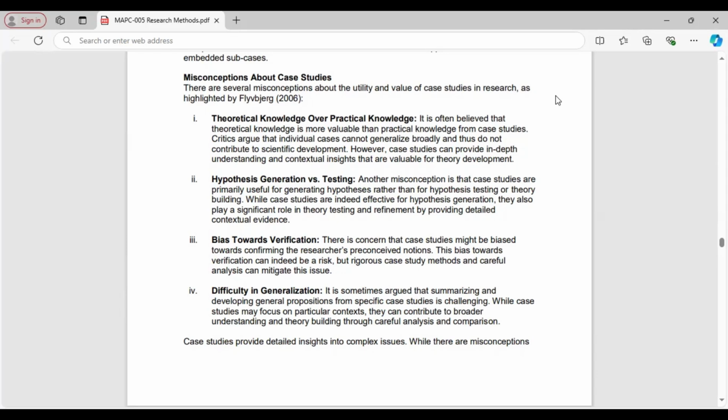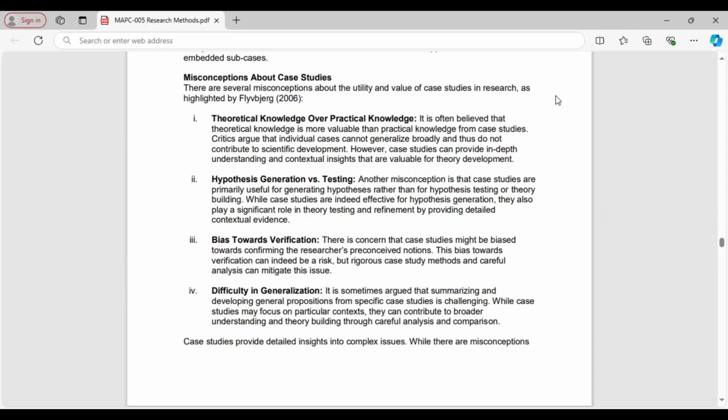Bias towards verification. Concerns exist about confirmation bias. However, rigorous methods can mitigate this risk. And lastly, difficulty in generalization. Critics claim summarizing general propositions is challenging. Despite context-specific focus, case studies still contribute to broader understanding through careful analysis.